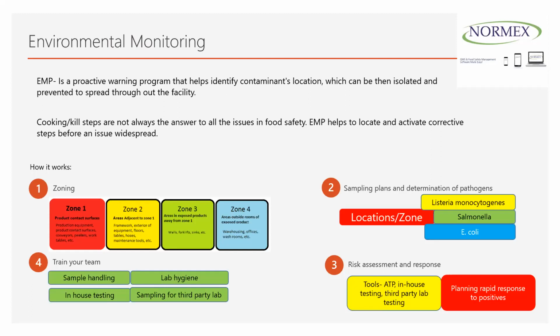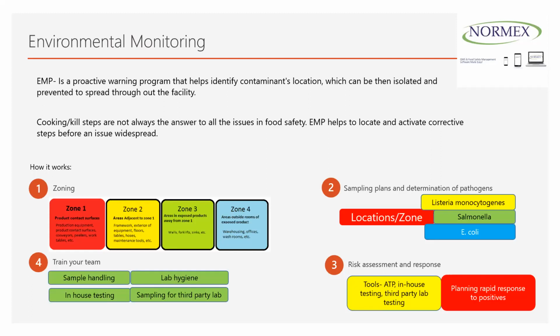Other examples could be knives, conveyors, peelers, your work tables, your packaging table. Zone 2 would be the areas that are adjacent to zone 1. For example, if some fresh produce is going through a conveyor belt, then the side of those conveyor belts would be zone 2 because it's adjacent to the food contact surface.